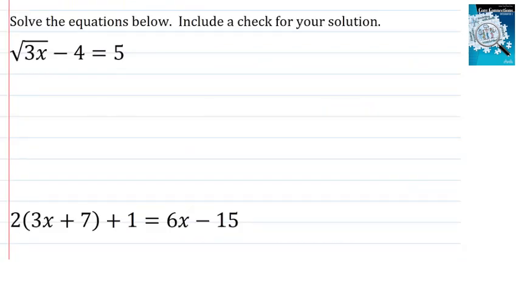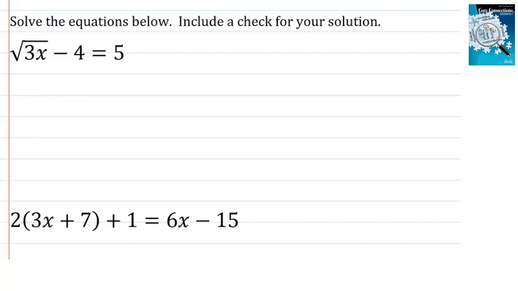So solve the equations below, include a check for each of your solutions. As you solve this, really be careful with the second one when you're using the distributive property. Make sure that when you are moving that 2 into the parentheses, that both the 3x and the 7, positive 7, are getting a factor of 2.